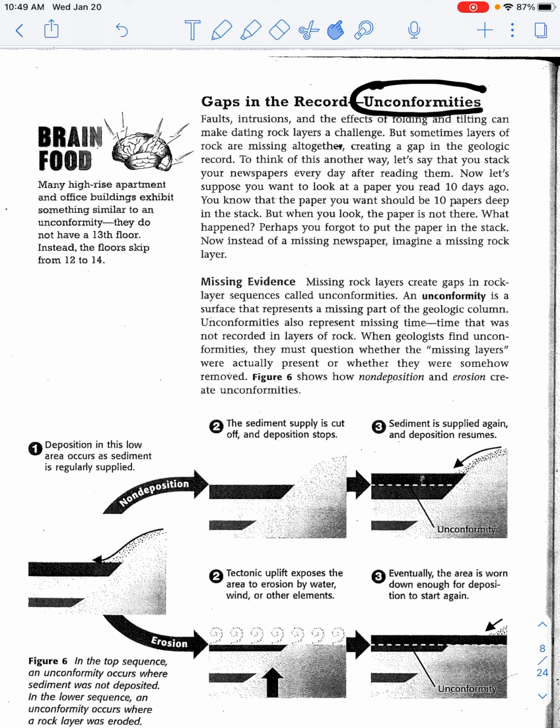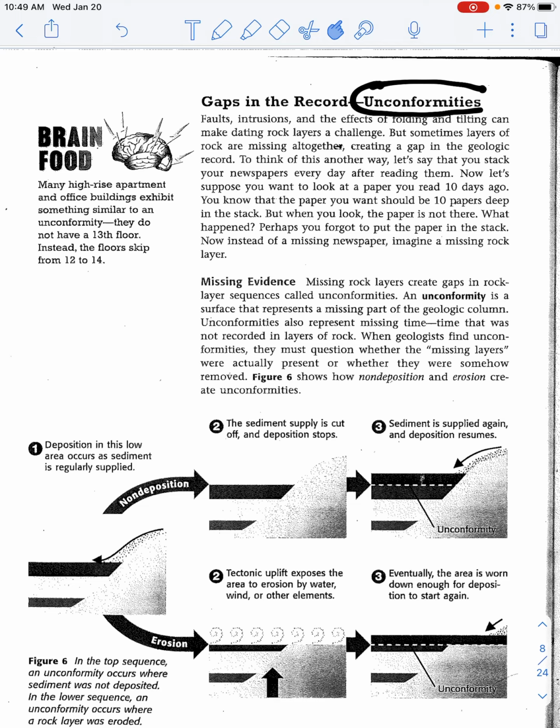So if we're missing a rock layer, we're missing a story. We're missing like a page in a book, like we don't know what happened. And that's not recorded in the layers of the rock. And when geologists find unconformities, they must question whether the missing layers were actually present or whether they were somehow removed. Figure 6 shows how non-deposition and erosion create unconformities.